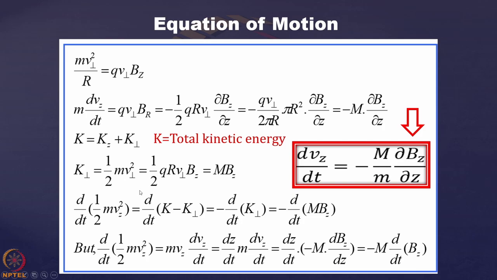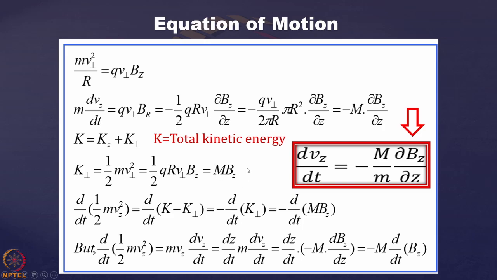So K perpendicular equals half m v perpendicular square. Now you see, m v perpendicular is equal to q r Bz. So we take this m v perpendicular value from here and put it over here. Then half is there, and q v perpendicular Bz into r. Now you know what that value actually is: q r v perpendicular is there, and half of q r v perpendicular resulted in mu. So we get our mu Bz. So K perpendicular is equal to mu Bz.